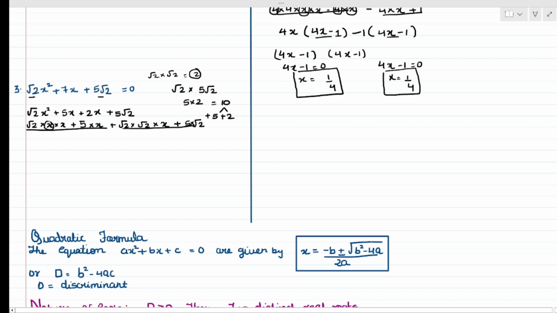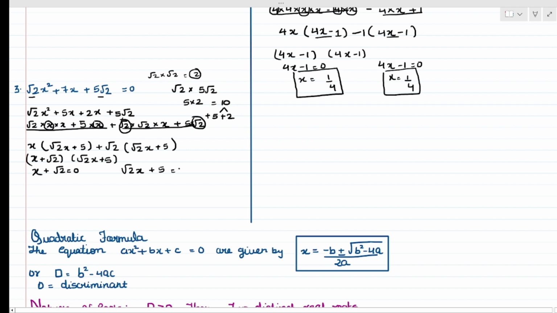See what is common over here. My x and x is common. So x will come outside. What am I left with? Root 2x plus 5. Same way go for here. Root 2 and root 2 is common. Okay, so you will take it out. Root 2 as common. What am I left with? Root 2x plus 5. Is my bracket same? Yes, my brackets are same. That means x plus under root 2 is the first bracket and root 2x plus 5 becomes my second bracket. Now equate them with 0. X plus under root 2 equals 0 and under root 2x plus 5 equals 0.